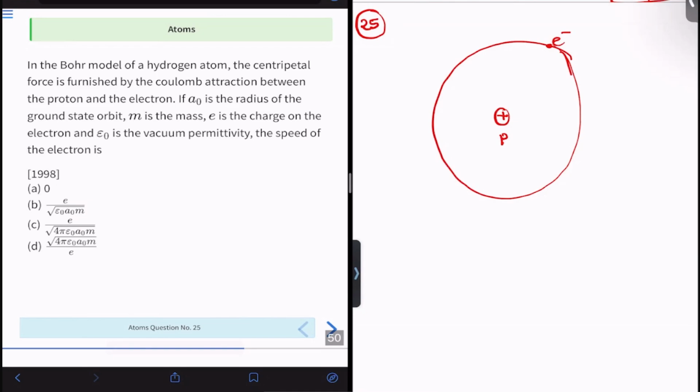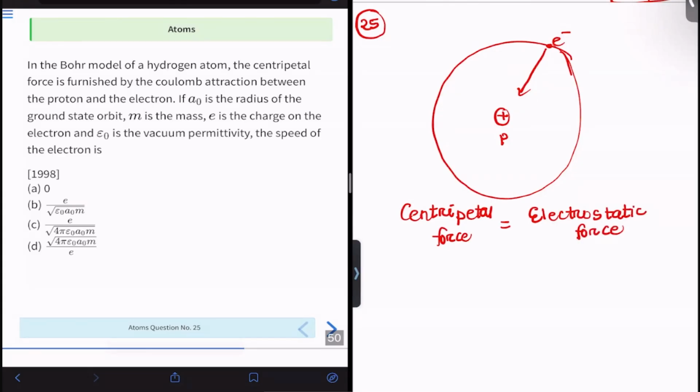So what is happening? If you remember from gravitation or electrostatics, in an atom also, the centripetal force is given by the electrostatic force between proton and electron. Do you understand what I'm saying? The centripetal force here is equal to the electrostatic force.